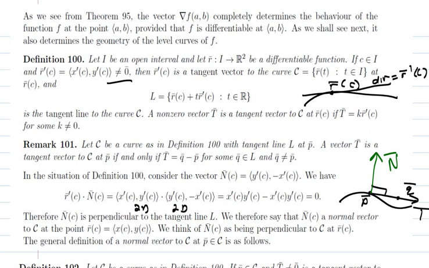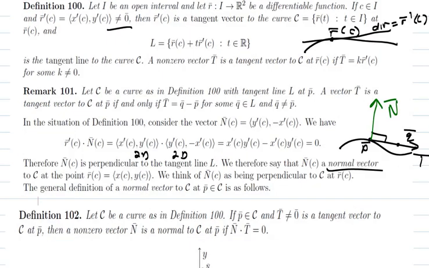And we know that if the dot product of two vectors is 0, then they are perpendicular. So therefore, this vector is perpendicular to tangent line L. And we have a new word for this. We say that n is a normal vector to C at that point. So we can think of n as being perpendicular to the curve at that point.